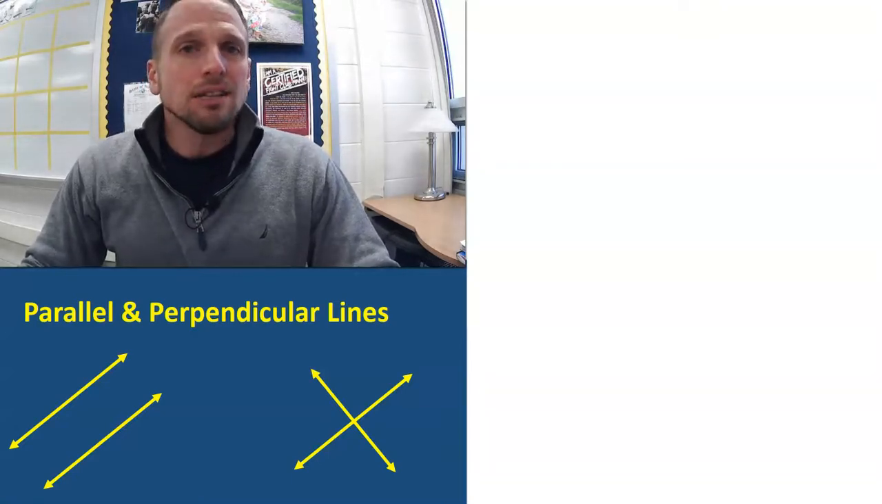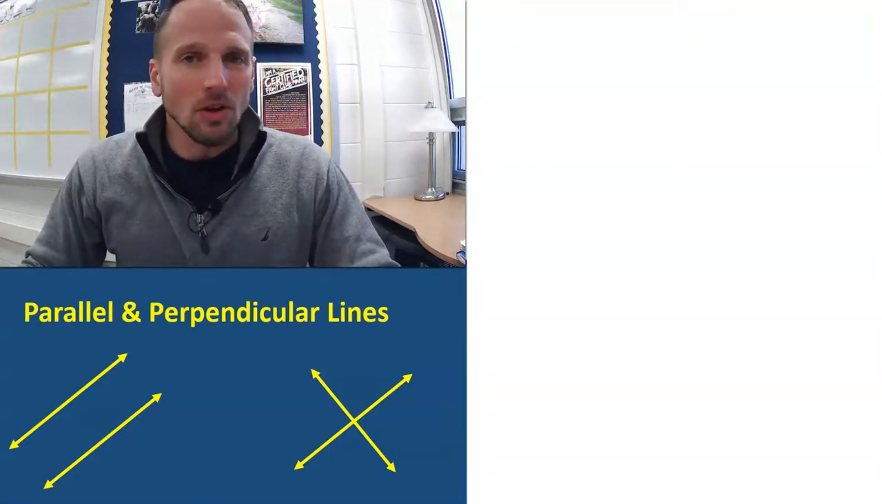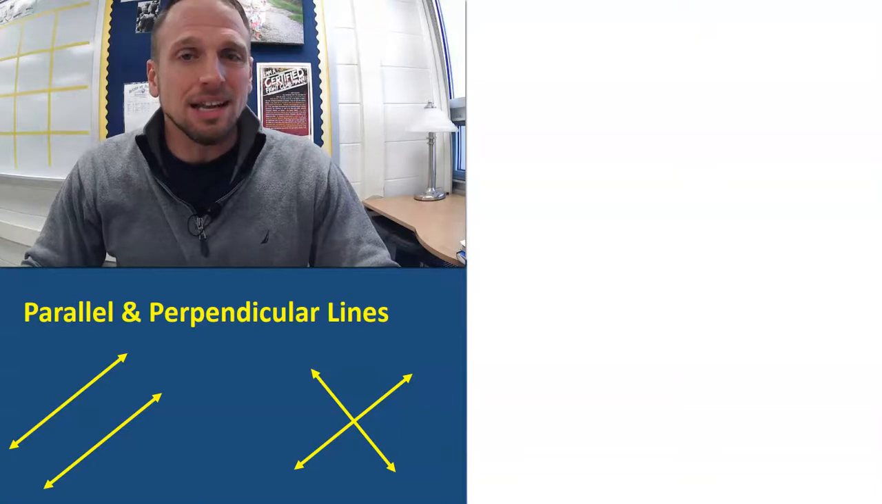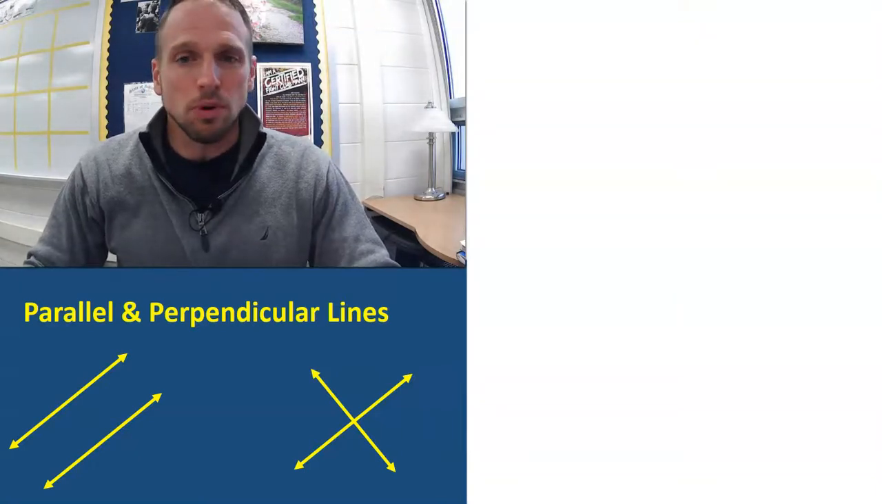Perpendicular are lines that intersect at a right angle, at a 90-degree angle. So it looks like a plus or it looks like an X, but they are crossing exactly at a 90-degree angle. Those are perpendicular lines.